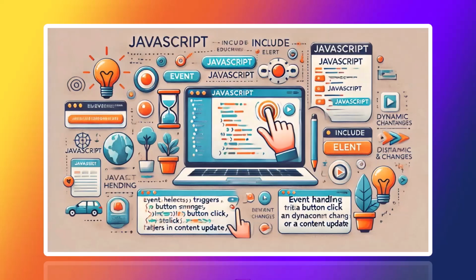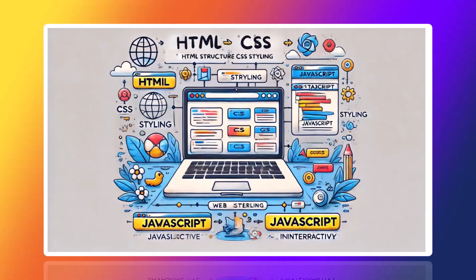Additionally, JavaScript has evolved significantly with the advent of frameworks and libraries like React, Angular, and Vue, which simplify complex web development tasks and enable the creation of single-page applications. These tools have transformed JavaScript into a powerful language capable of handling both client-side and server-side operations through environments like Node.js.